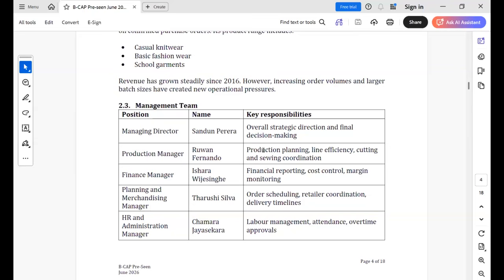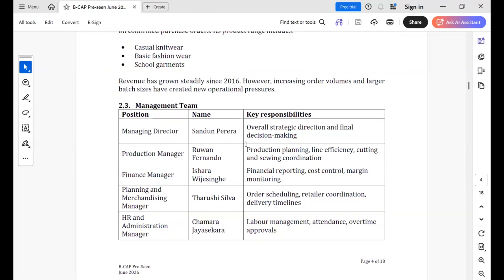So production manager, basically production planning, line efficiency, cutting and sewing coordination, right? So we have a finance manager: finance planning, cost control, margin monitoring, right? Then planning and merchandising manager. So what he is doing is order scheduling, retail and coordination, delivery timeline. HR and admin manager: usual labor management, attendance, right?